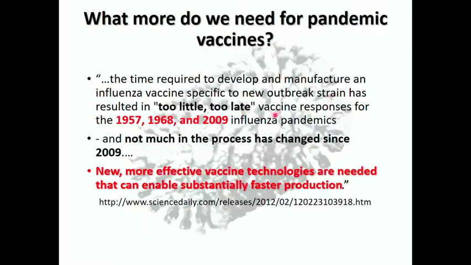We were too late with vaccine responses for the 1957, 1968, and 2009 pandemics. Those vaccines only came on stream when the pandemics were winding down. So we need newer and more effective technologies for much faster production. They do exist. It's just manufacturing inertia and the huge capital outlay involved that actually holds people back.